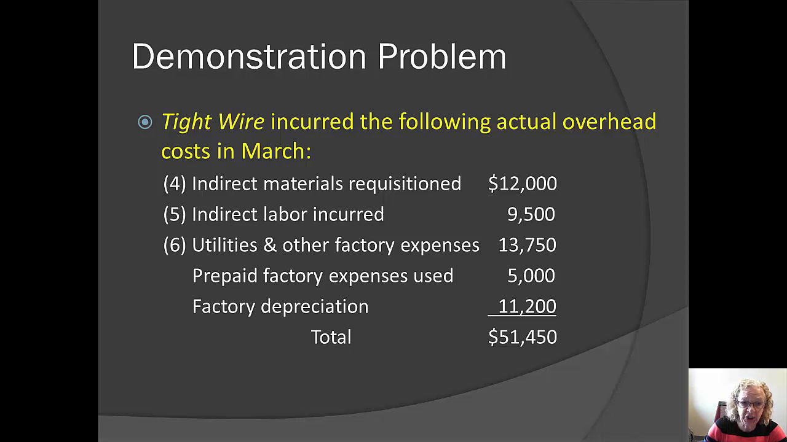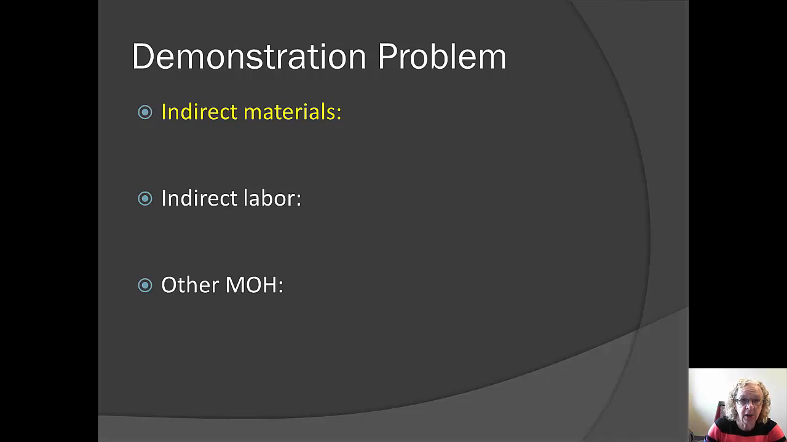We have some information about overhead costs that were incurred during the month. We used indirect materials, indirect labor, and various other overhead costs, including utilities and prepaid expenses like prepaid insurance, and of course depreciation on factory equipment. How should we handle these overhead items? When we acquire them, we are going to recognize them as part of overhead.